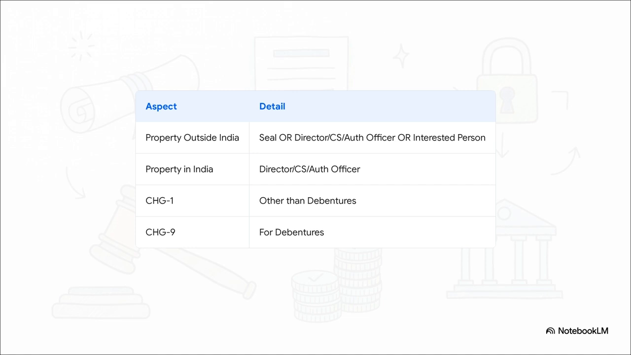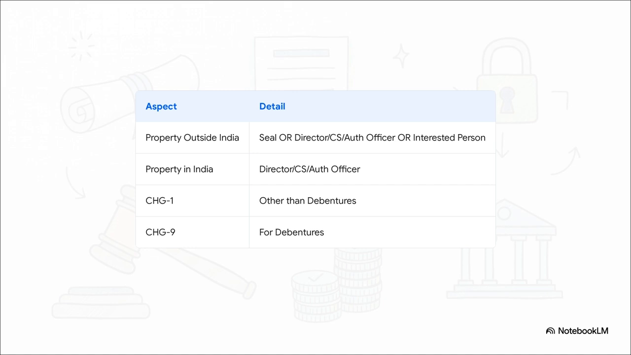Now for the verification of the instrument. If the property is wholly outside India, it can be signed under the company's seal or by a director, CS, authorized officer, or even a person interested in the charge. But if the property is in India, you completely drop that interested person option. It absolutely must be the director, CS, or authorized officer.